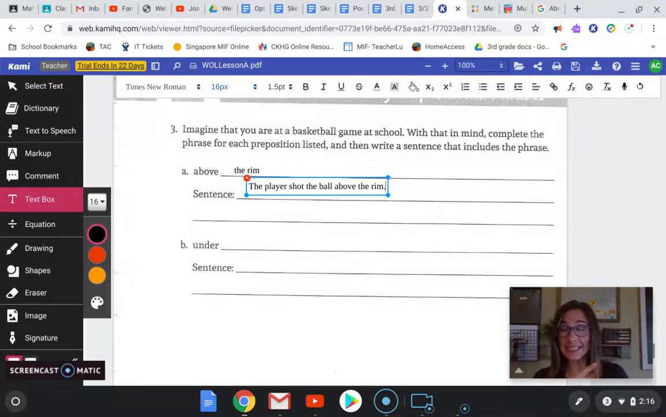Okay, that is your lesson for today. Remember, you're completing pages 102 to 105, and then you may look at the key to correct and make any changes that may need to be made. Okay?